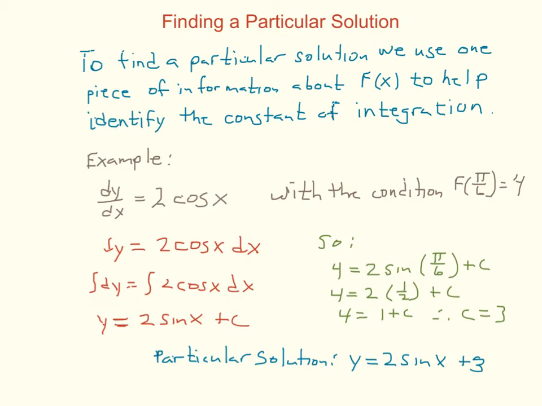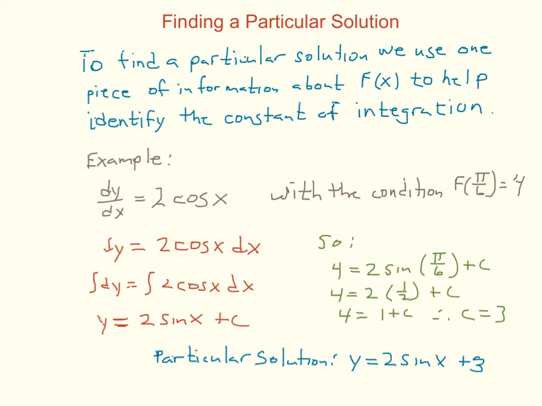The integral of dy is y. And the integral of 2 cosine x dx, well, that's going to be 2 times a function whose derivative is cosine, and we know that's sine, plus c. So right now I have a general solution to this differential equation, y equals 2 sine x plus c. Now this is where I'm going to use my initial condition, that capital F of pi over 6 equals 4. In other words, when I put pi over 6 into my general solution, I know it's got to be 4.